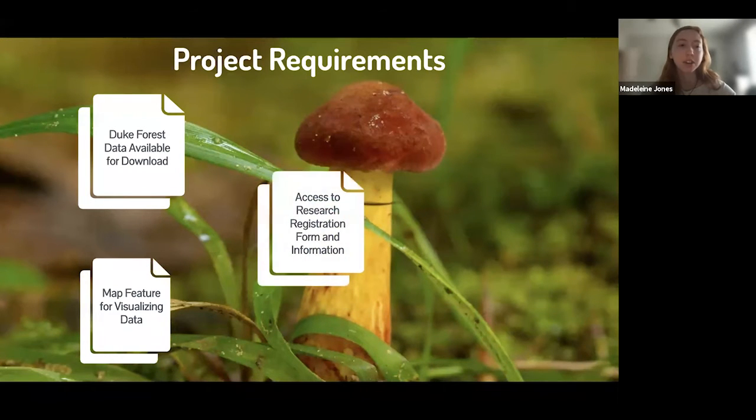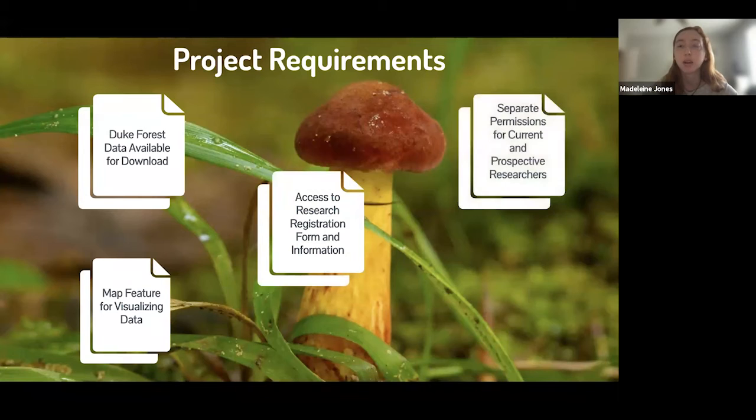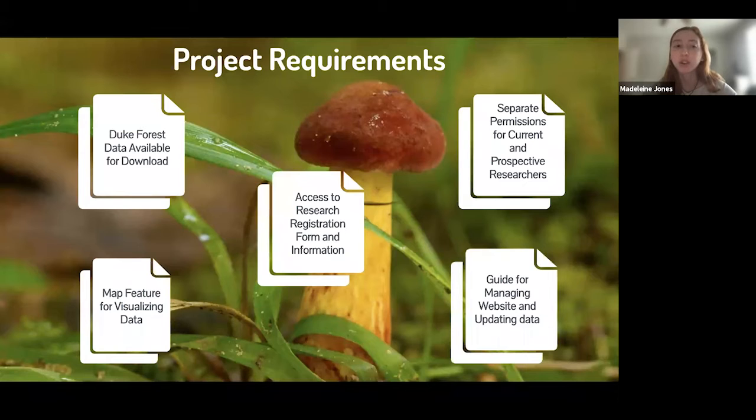Prospective researchers should also be provided with information about official research registration at the Duke Forest, as well as the actual registration form. There should also be separate permissions for current and prospective researchers so that current researchers can access downloadable data while prospective researchers can only access the mapping features. And lastly, we needed to create a guide for the Duke Forest that would instruct them on how to manage and maintain the site that we create.